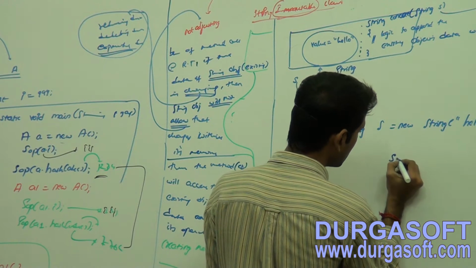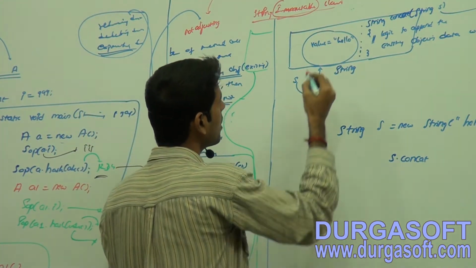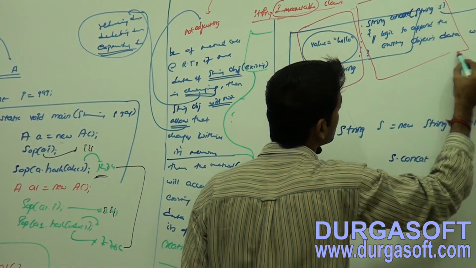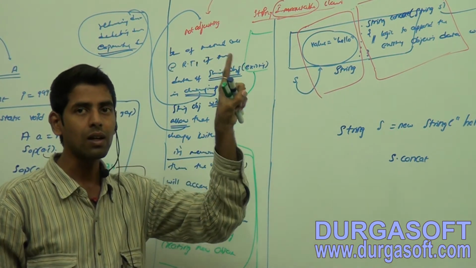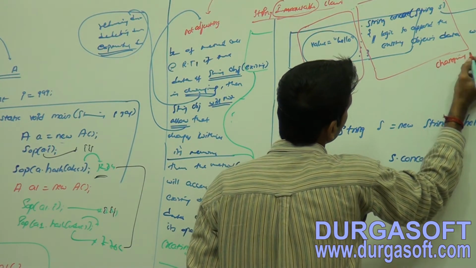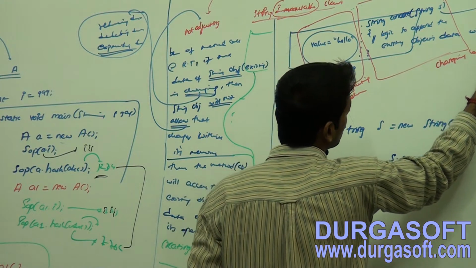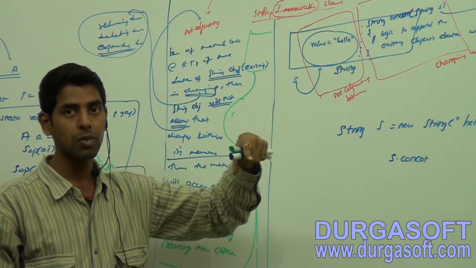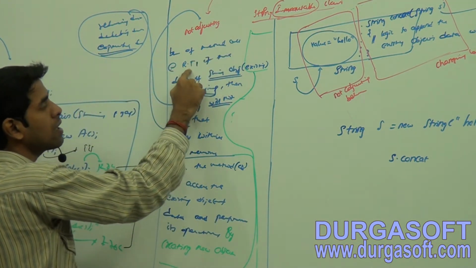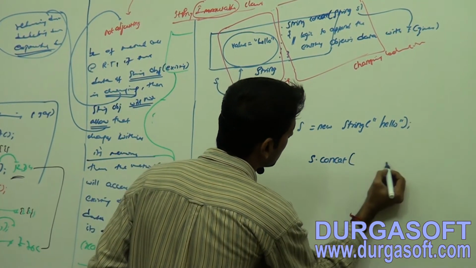Now observe here: s.concat. Can I call s.concat? Yes. This object has one behavior, and this method has some other behavior. This object has a not-adjusting nature, and this method has a changing behavior. Now observe here, this object's internal implementation. Now s.concat is a method call at runtime.